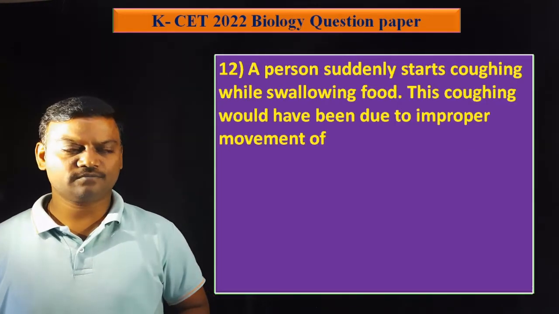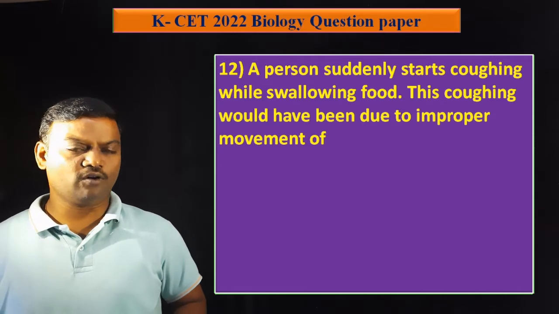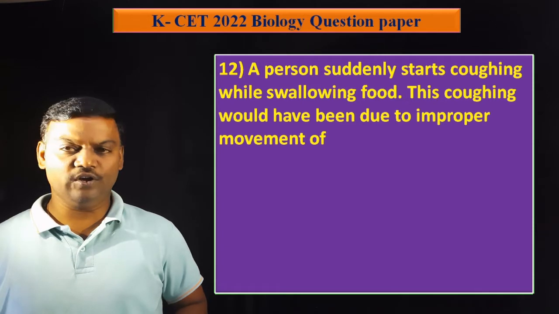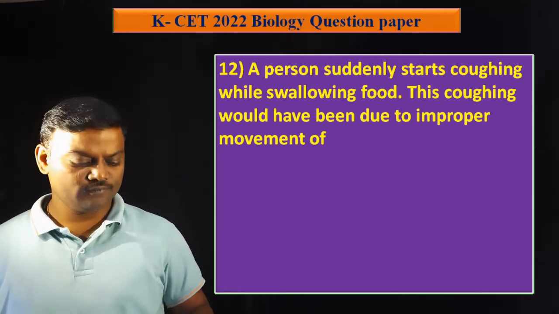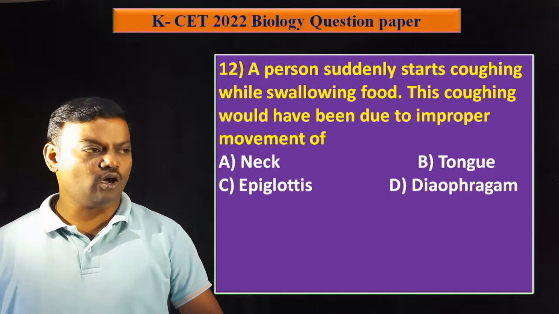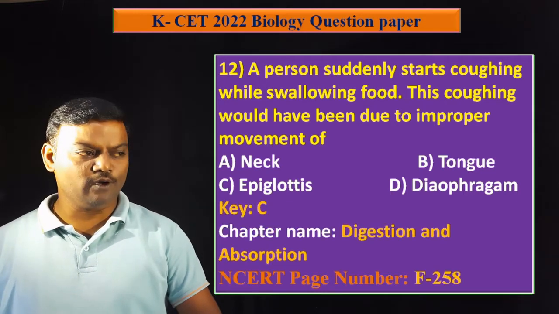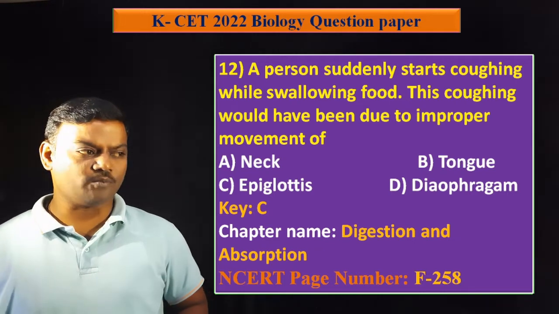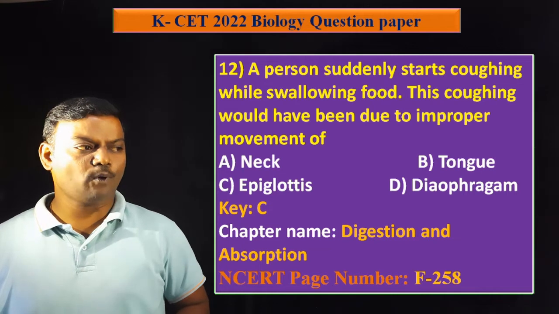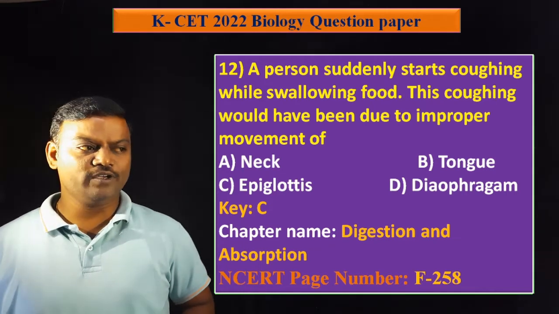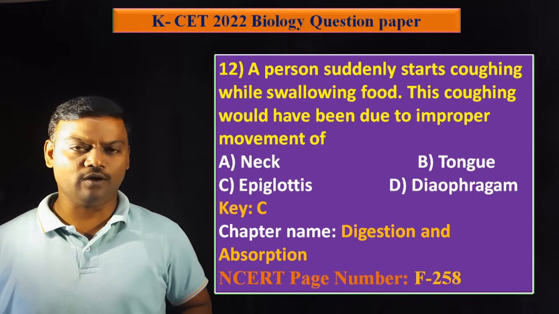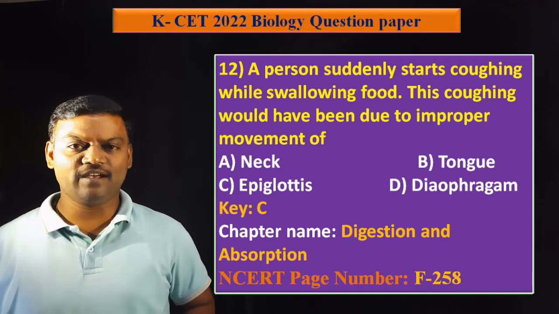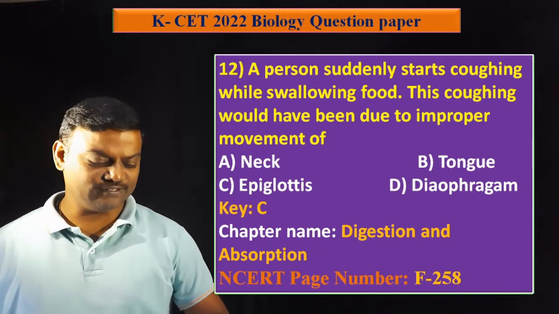Question number 12. A person suddenly starts coughing while swallowing food. This coughing would have been due to improper movement of option A, neck, option B, tongue, option C, epiglottis, option D, diaphragm. In this, the correct answer is option C. So due to improper movement of the epiglottis, coughing can take place during swallowing of food. It is a question from Digestion and Absorption, NCERT page number 258.